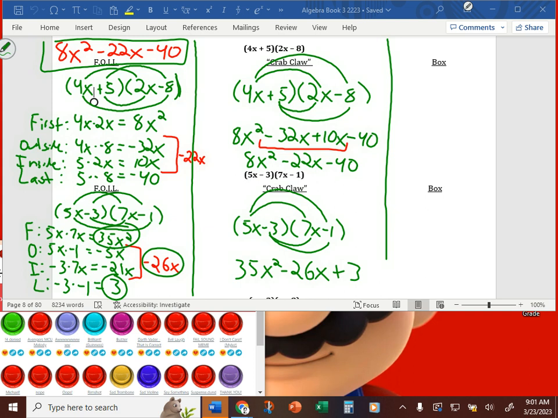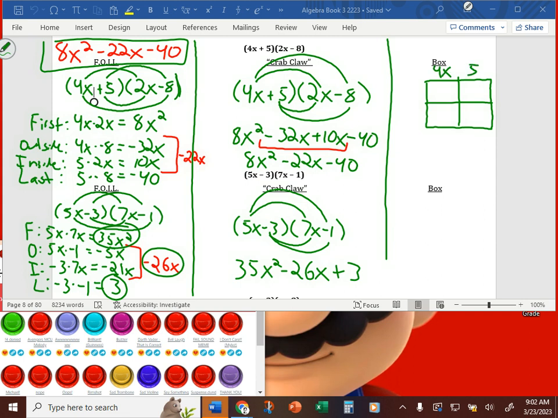Well, not exactly that, but basically that. If we're taking 4x plus 5 and 2x minus 8, because we have 2 binomials, we're going to make a 2 by 2 box. I recommend that you make your box a pretty decent size, just because we're going to be writing terms in there, and if they're too scrunched up, you might not be able to read it. But we're multiplying 4x plus 5 and 2x minus 8.